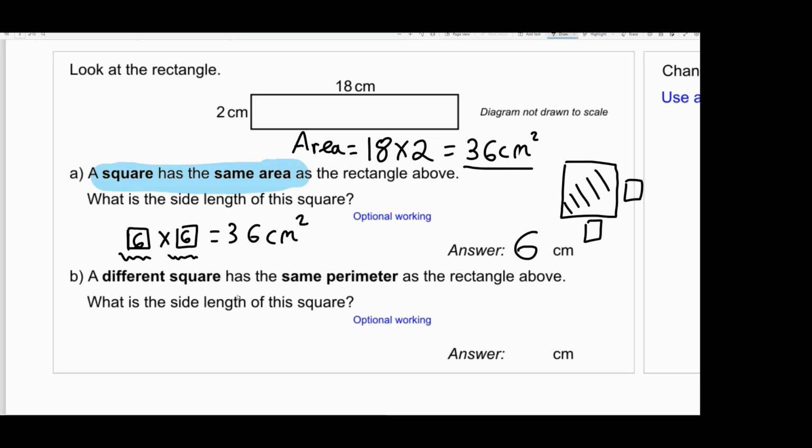Then for the next one, a different square has the same perimeter. You'd have to work out the perimeter of the rectangle, which is 18 add 2, add 18 add 2, which is 40. So for the second one, you would have to divide 40 by 4, okay, because they've given you the perimeter there.